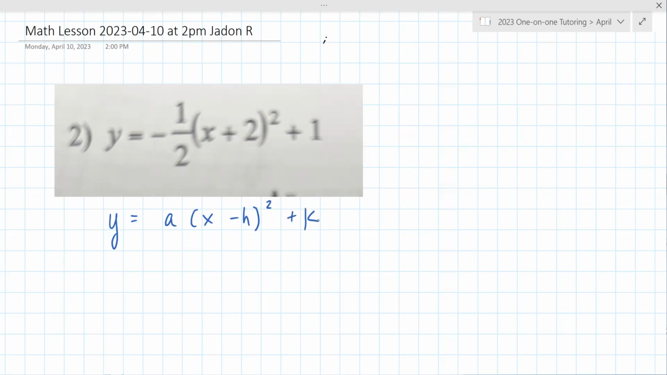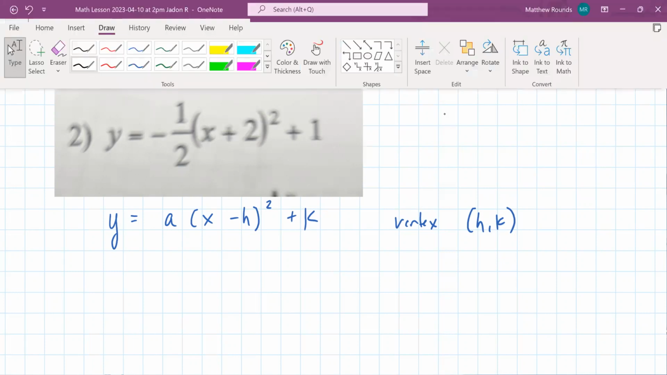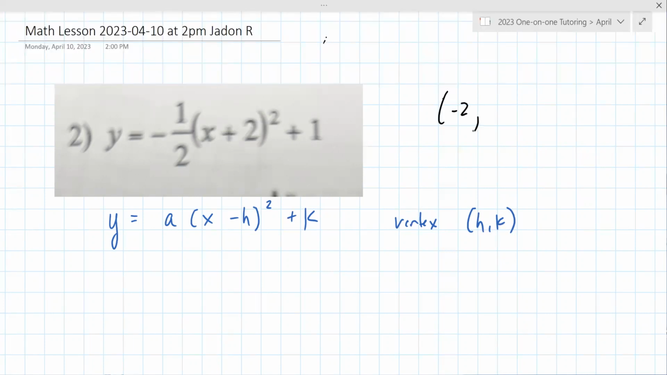I'm assuming you've seen that before, a(x − h)² + k. You want to identify the vertex. The vertex is what's called (h, k). The h value is always opposite what you see here. So because you see +2, the vertex is −2 for the x coordinate. So whatever this is, opposite. The k value is this number off to the right here, and that's either the min or the max depending on the a value out in front here.